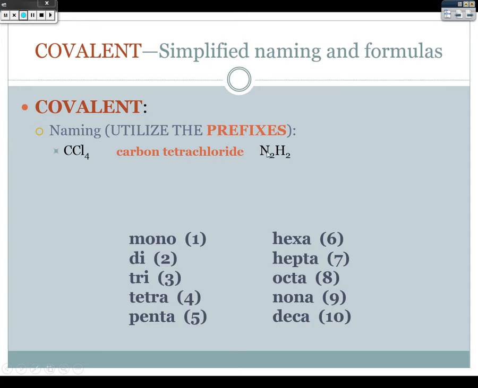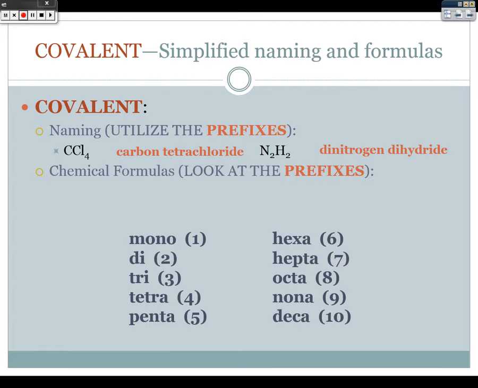But over here, N2H2 needs to be dinitrogen dihydride, okay? So the only time you can exclude a prefix is if it's the first element and it's mono. If it's the first element and it's di, you have to include it. If it's the second element and it's mono, you have to include it. But if it's the first element and mono, you can exclude it.